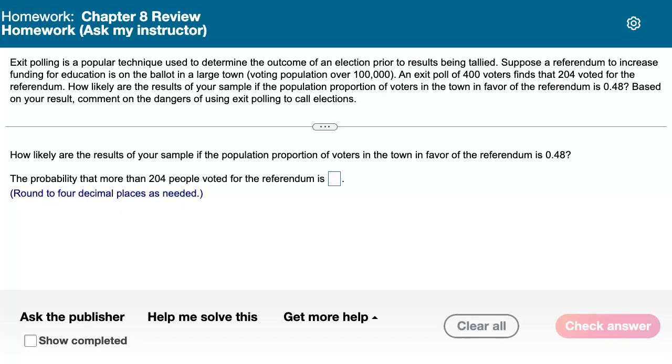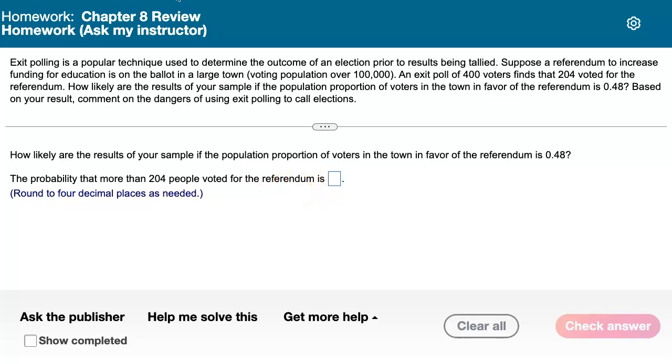In this problem, we're asked to calculate the probability of a sample proportion. So take a moment to pause this video to read the full problem statement. What we're dealing with here is a sample proportion, and what we're ultimately asked to find is the probability that 204 people of the 400 voters polled voted for the referendum.